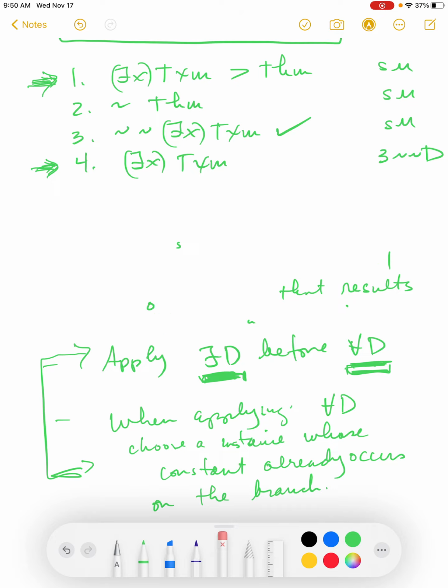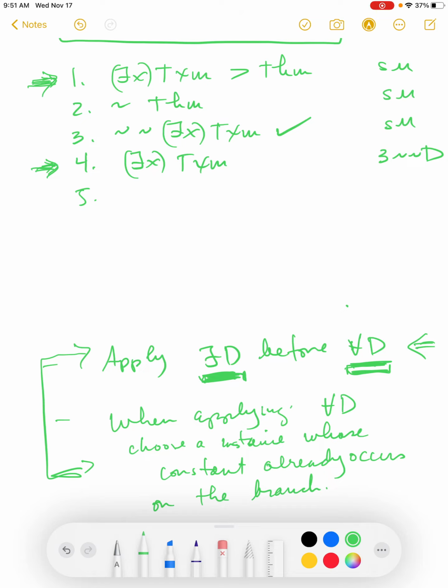Okay, I'll leave the two new ones there. Maybe I'll have enough room. Because of this first new strategy we've got, I'm going to decompose line number 4 before I decompose line number 1. So on line number 5, I'm going to apply existential decomposition to line 4.